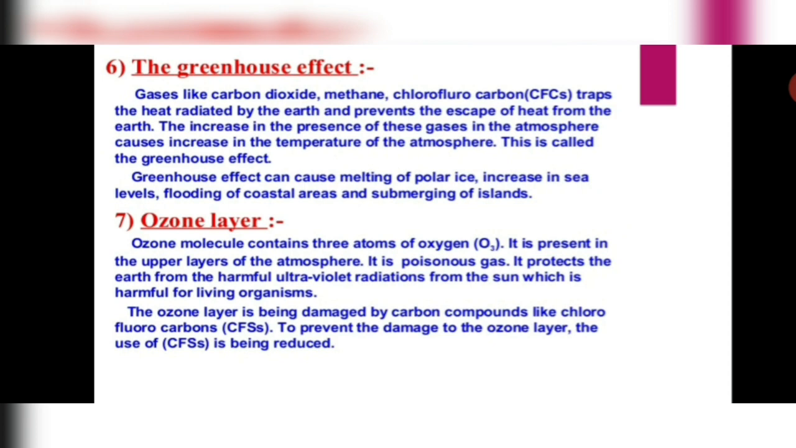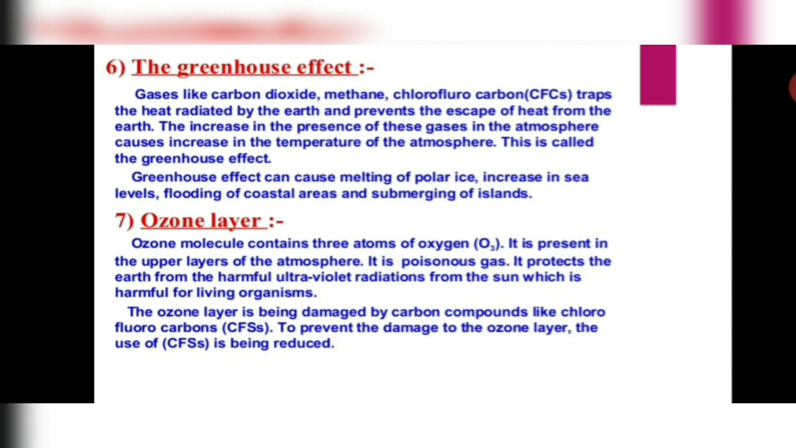Slowly, this greenhouse effect due to pollution is increasing, and the increasing greenhouse effect has led to global warming, which causes melting of polar ice, increase in the sea level, flooding of the coastal areas, submerging of the islands, and disturbed precipitation patterns all over the world.